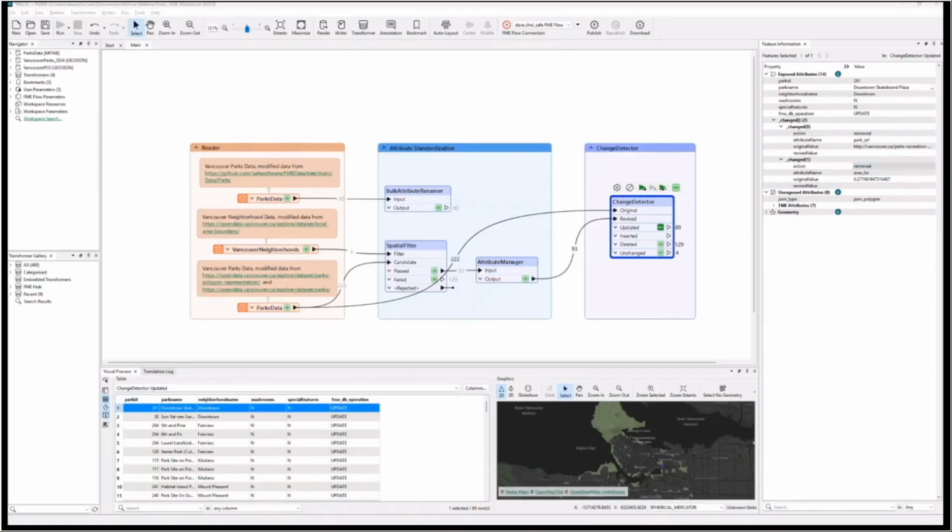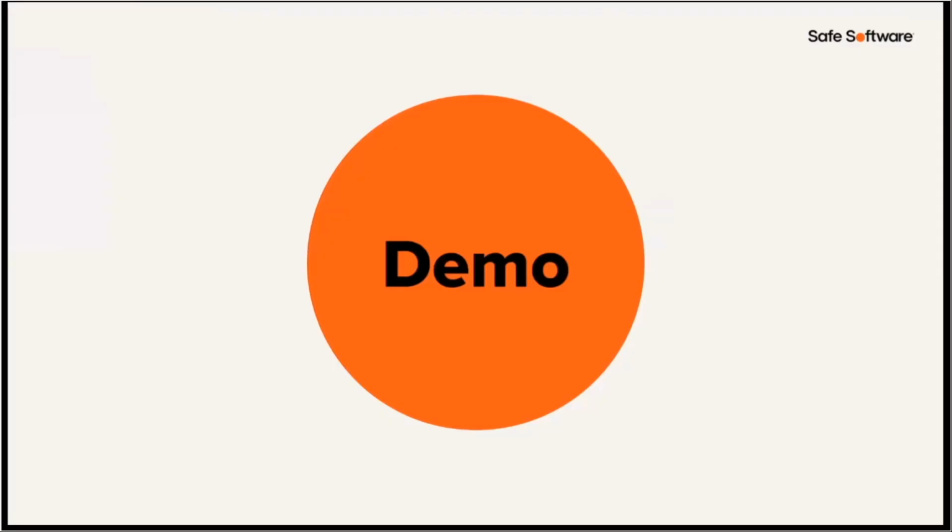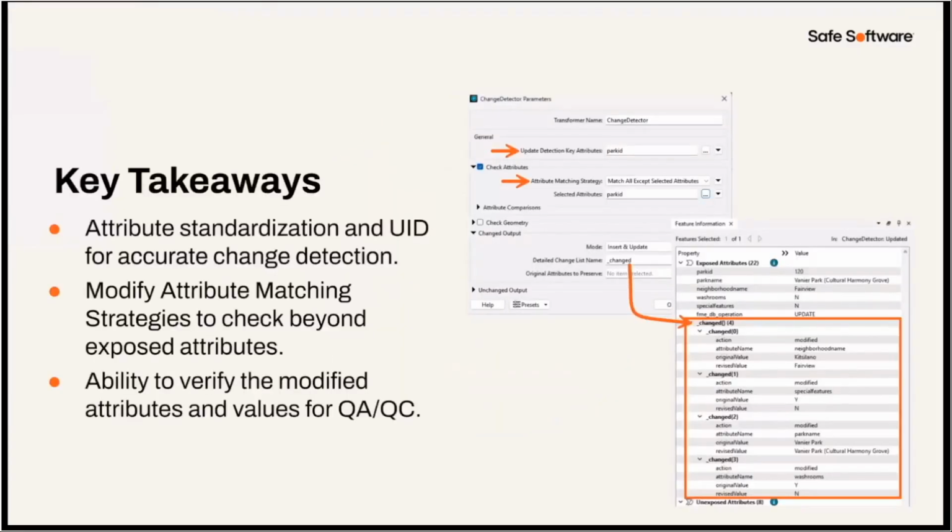Knowing which attributes and values were modified is particularly useful to incorporate a sense of quality control and assurance during the authoring stage of the workspace. Key takeaways from my demonstration include attribute standardization and the use of unique IDs for update detection key attribute for accurate change detection, modifying the attribute matching strategies to check beyond the exposed attributes, and the ability to verify the modified attributes and values for quality assurance and quality control. I will now pass it back to Elizabeth to wrap us up and go through the resources.